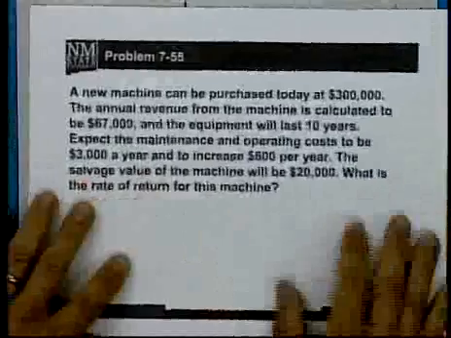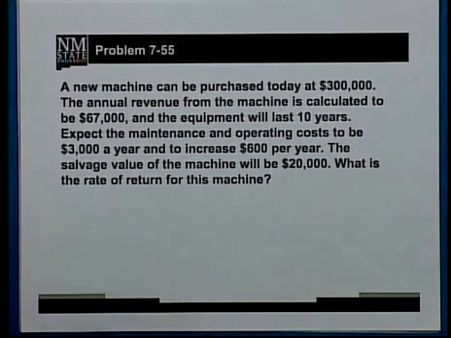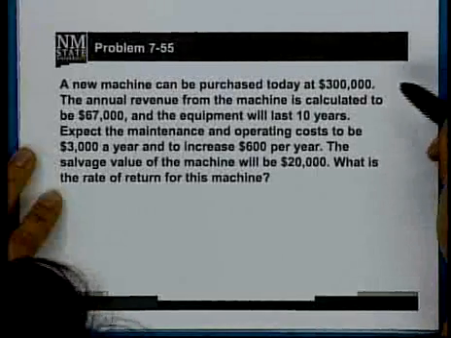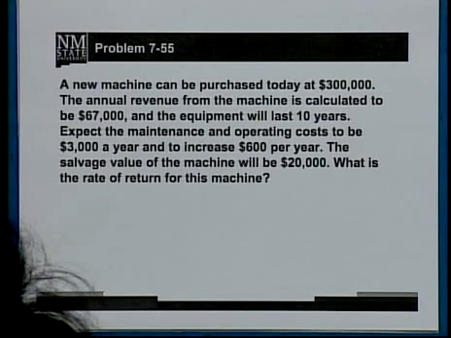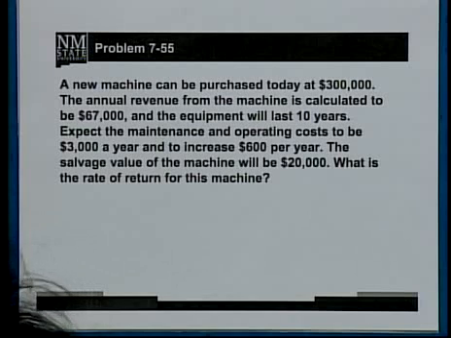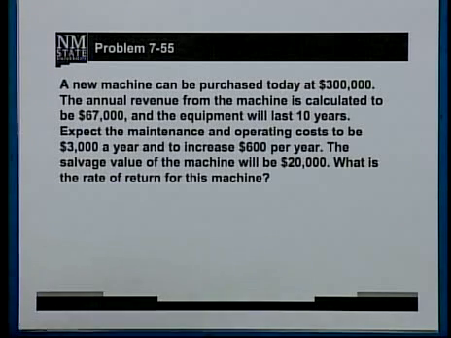Okay. Then the next problem that we are going to solve is problem 7-55. A new machine can be purchased today at $300,000. The annual revenue from the machine is calculated to be $67,000, and the equipment will last 10 years. Expect the maintenance and operating costs to be $3,000 a year and to increase $600 per year. The salvage value of the machine will be $20,000. What is the rate of return for this machine?